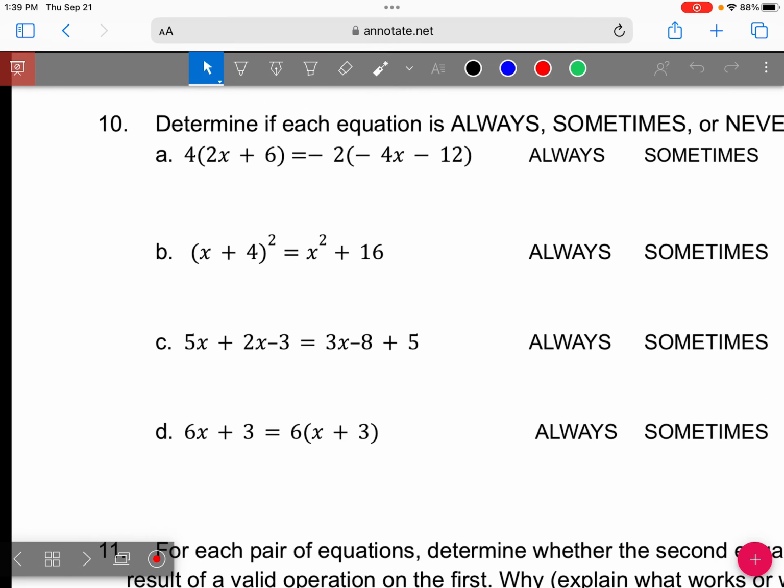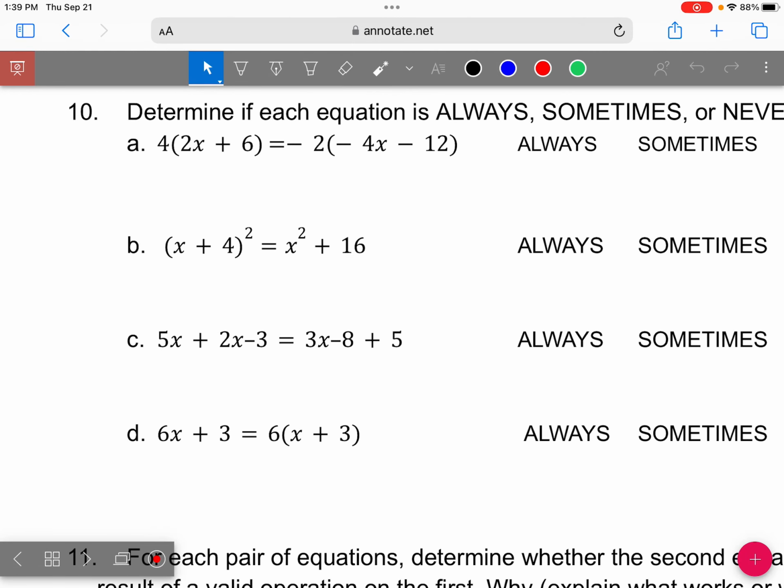Sometimes or nevers. That's a good one. So this is based on the card sort that we did, where we're looking for when it's always true, sometimes true, or never true. A sometimes true would be if we'd have a solution like x equals 3. Always true means we get something that's always true, like 2 equals 2. And never true means we get something that's false, like 7 equals 24.